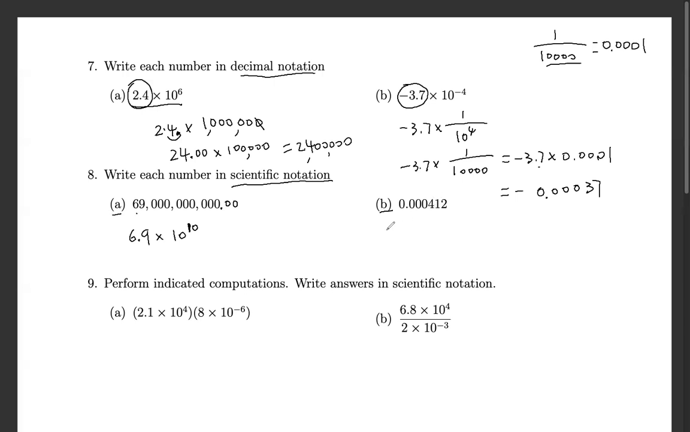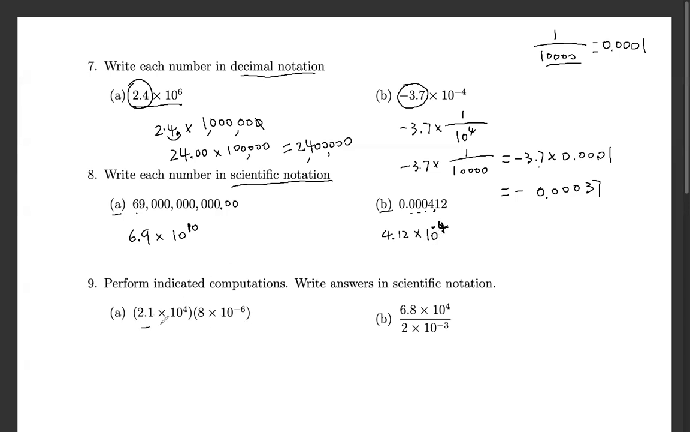This one, we would pick 4.12. Then we also count the decimal places. Because we have put a decimal here, we have moved 1, 2, 3, 4 places. So negative 4. Negative 4. You see, this number is less than 1. So negative 4.